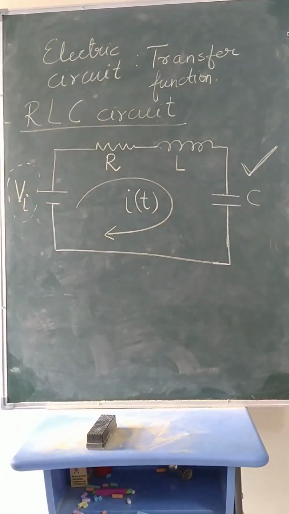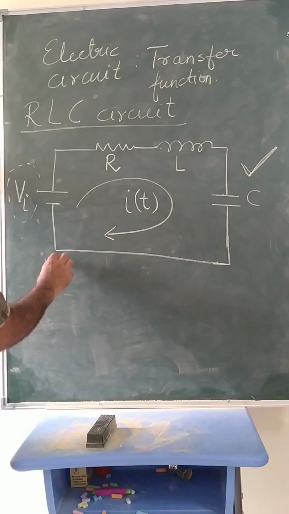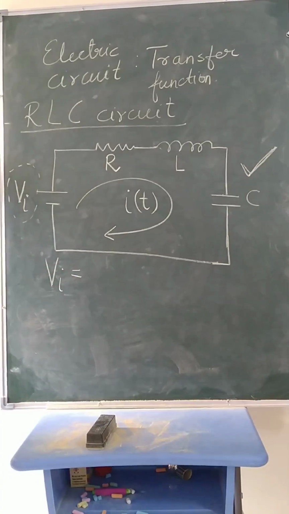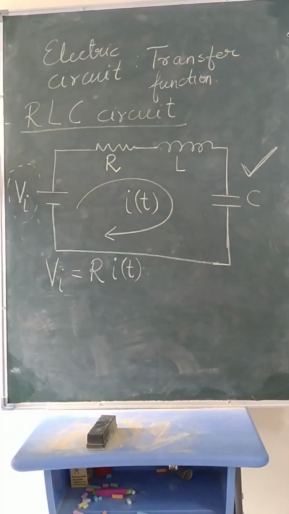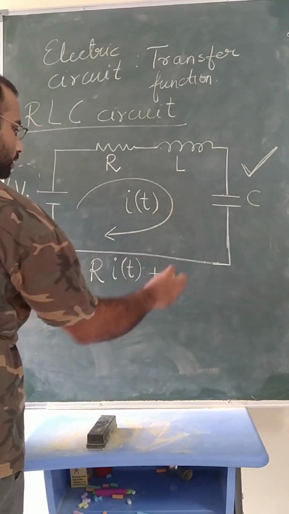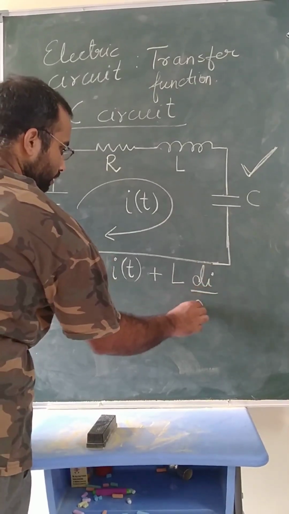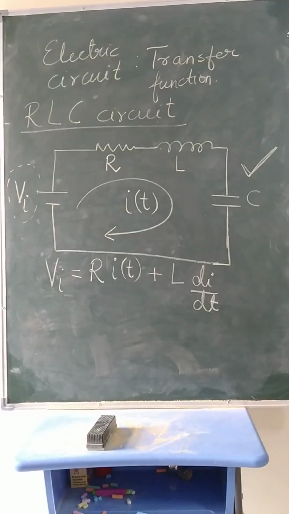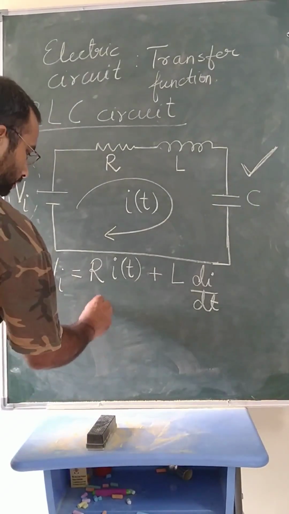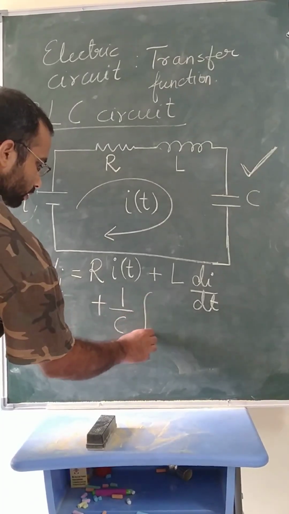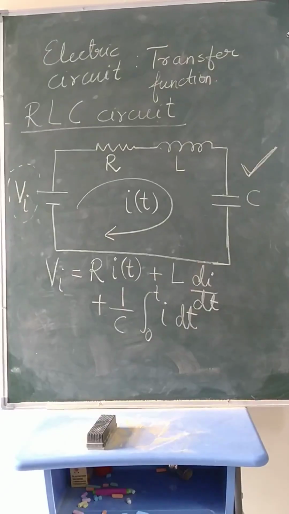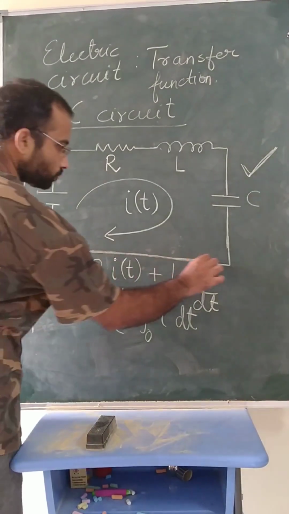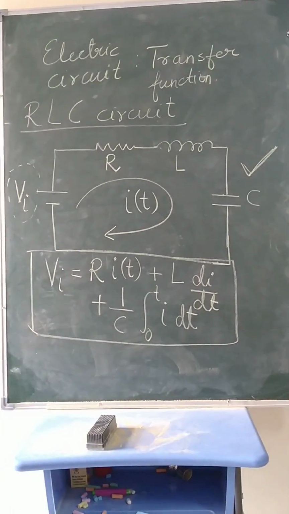So the differential equation governing the dynamics of this system is, by Kirchhoff's law, the supplied input voltage is equal to the voltage drop across the resistor, which is nothing but Ri, plus the voltage drop across the inductor, L di by dt. I'm pretty sure you know about all these things. And the voltage drop across the capacitor is 1 by C integral from 0 to t of i. This is the governing equation which governs the system dynamics.